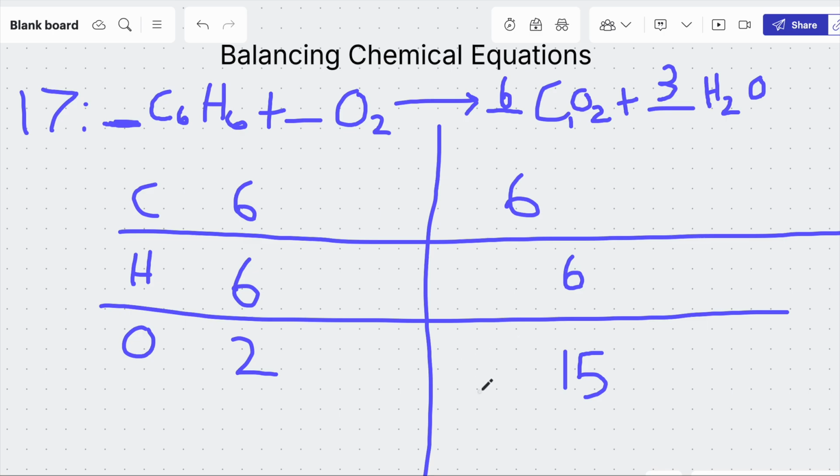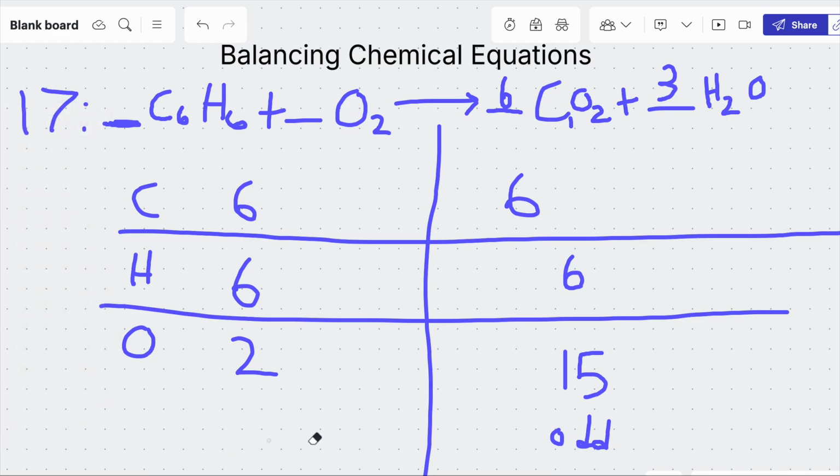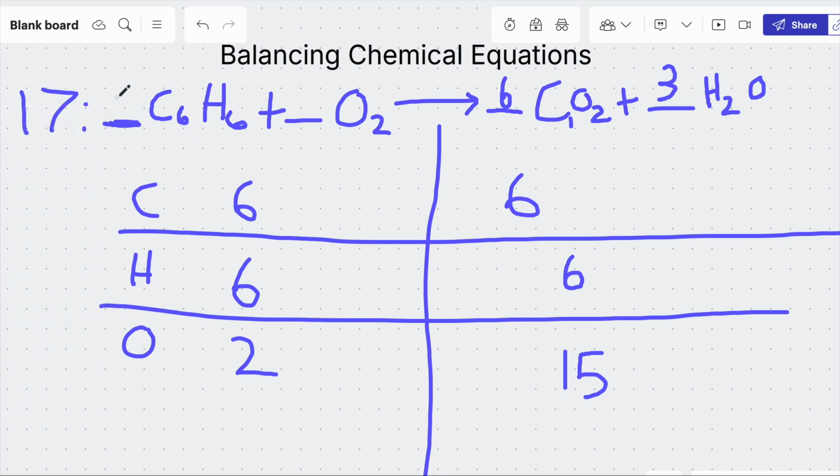And here's why. Maybe noticing we have 2 O's, which is an even number. And we have 15 O's over here, which is odd. The only way to add O's on this side is to add them in increments of 2. If we add 2's to an even number, it will never be odd. So, weirdly enough, we're going to need to add more C6H6's. We're going to add another one of those.